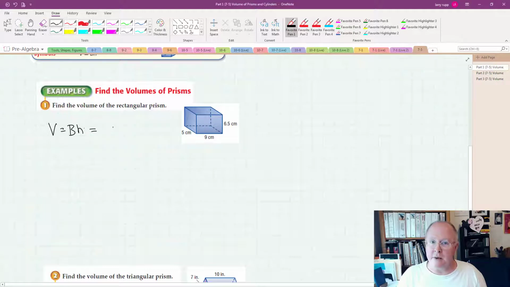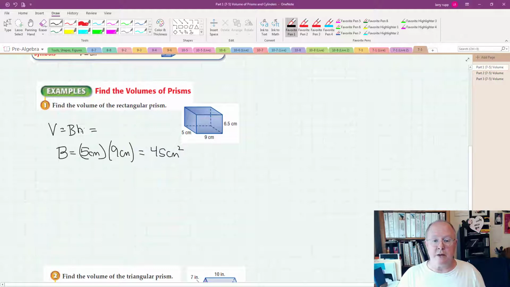Now, it doesn't matter which face of this you choose as the base, so long as you know what the other dimension is, the height. All right, so in this case, let's choose 5 and 9 centimeters as our base object. Okay, so down here we're going to say the base is equal to 5 centimeters times 9 centimeters, and that gives us 45 square centimeters. That's the base area, the area of the base.